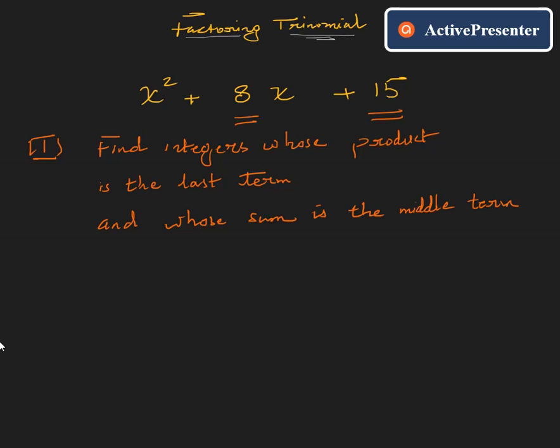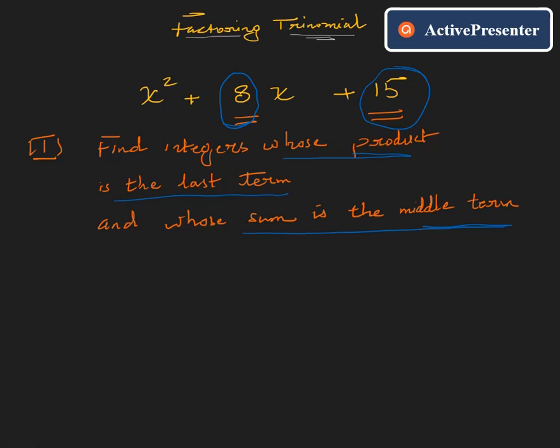Suppose we have x squared plus 8x plus 15. How do we factor this trinomial? The first method is to find integers whose product is the last term and whose sum is the middle term. This is the last term, and this is the middle term.